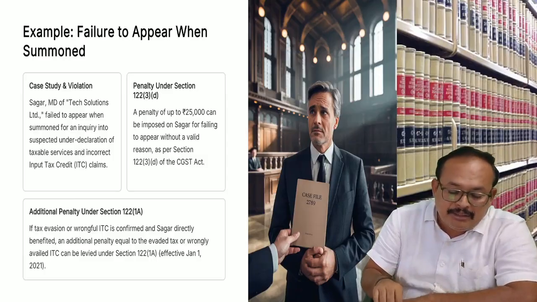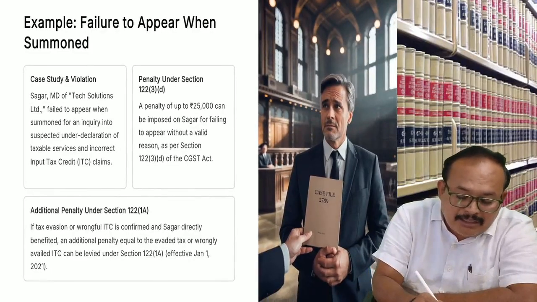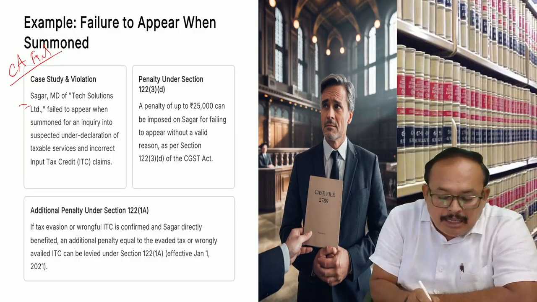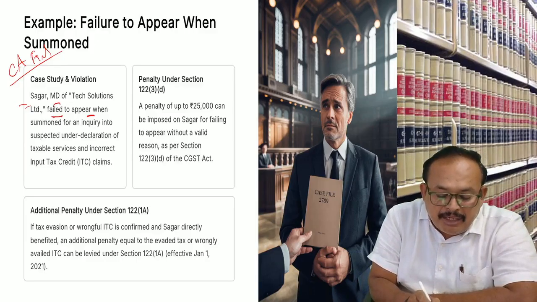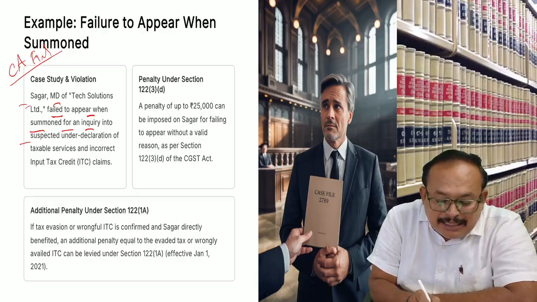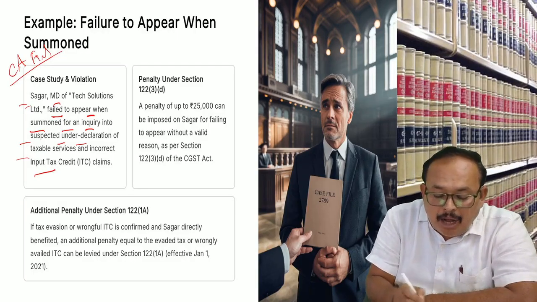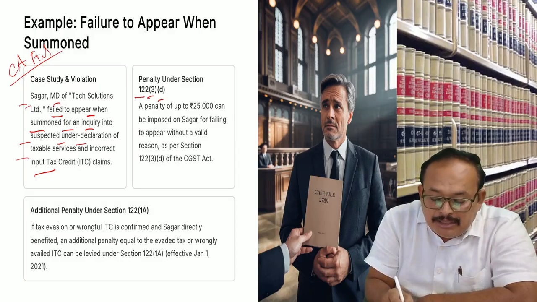Examination example. This is also an examination example, a CA Final example. I am bold enough to say CA Final because the same name, Sagar, is in the examination question paper. Sagar, managing director of Tech Solutions Limited, failed to appear when summoned for an inquiry into suspected under-declaration of taxable services and incorrect input tax credit. Penalty on him is under 122(3)(d), up to rupees 25,000.